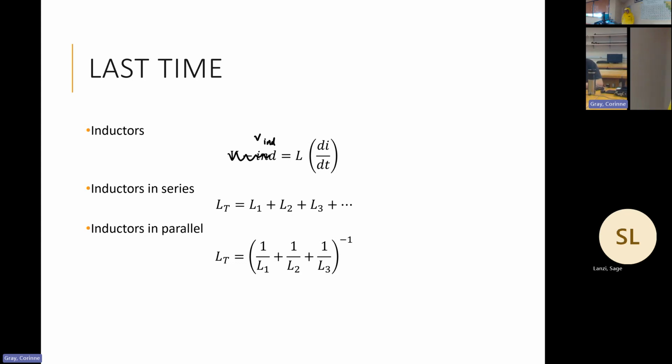We looked at inductors in series and in parallel because of how voltage and current are related to inductance. It matches the same way that we have it for resistors. This is why their equations for series and parallel look similar. Any questions about last time?